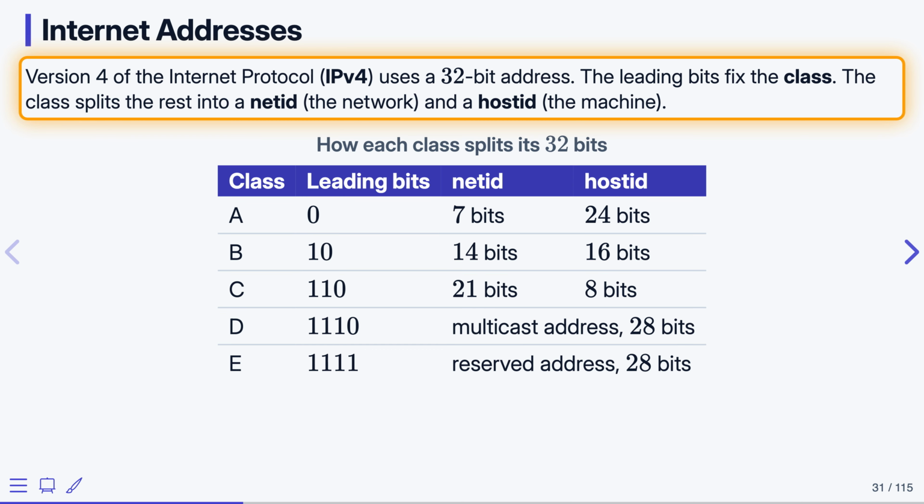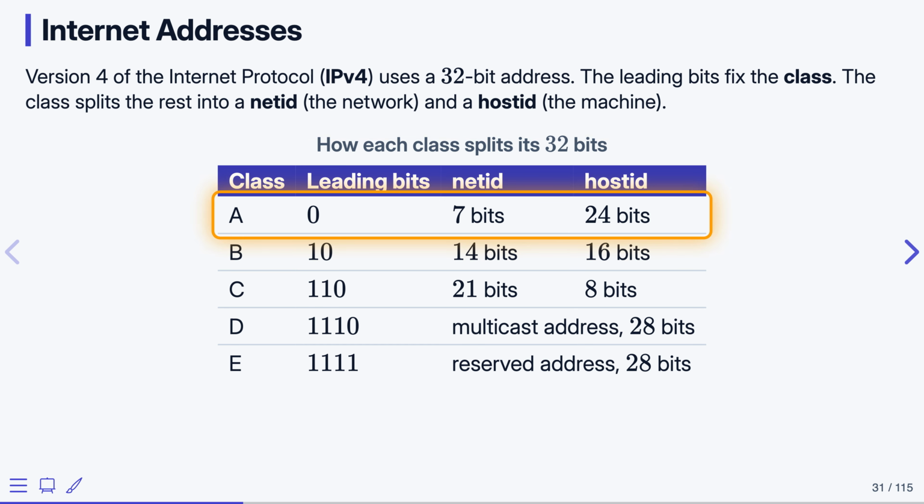Now Internet addresses. Version 4 of the Internet Protocol, called IP version 4, uses a 32-bit address. The first few bits tell us the class. The class then splits the remaining bits into two parts. The netid names the network. The hostid names one machine on that network. Read the table one row at a time.